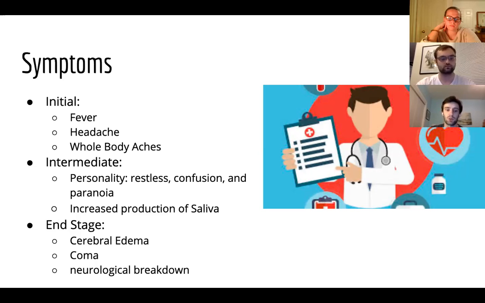In the end stage, this is where the virus is now running rampant inside the brain. The brain begins to swell as a cerebral edema, which then puts pressure onto different parts of the brain that control different functions. These can cause seizures, and then induce a coma. Once you enter a coma, it's typically hours left on your life, where the final cause of death is usually seizures, whole body paralysis, or brain damage.